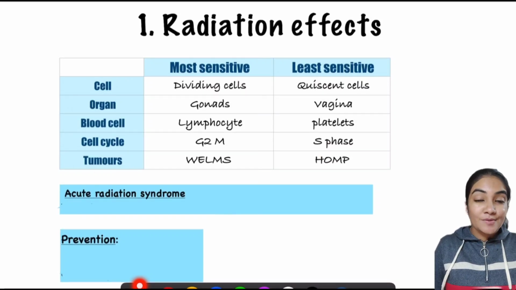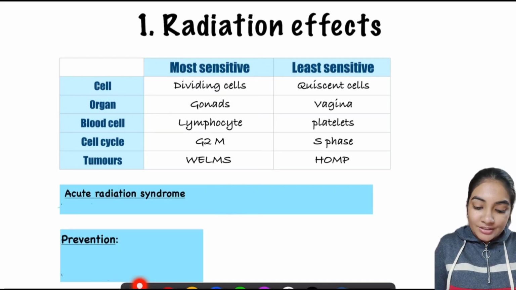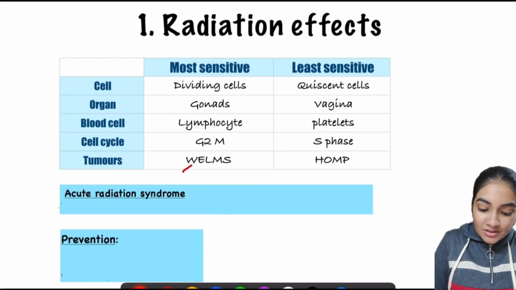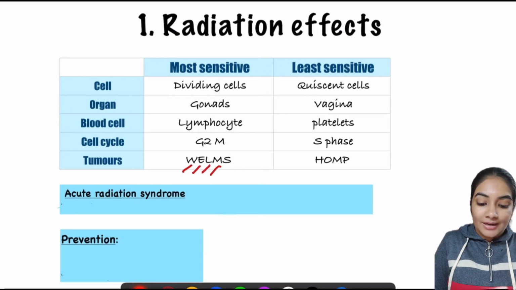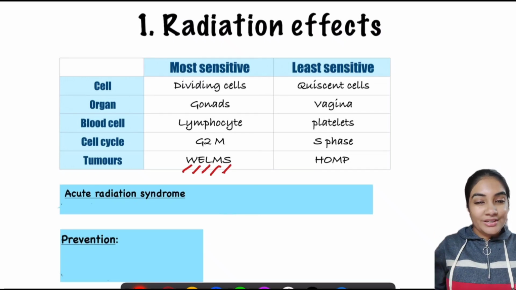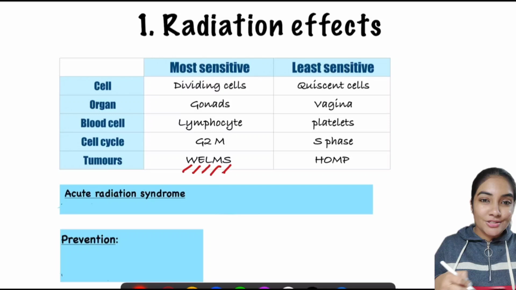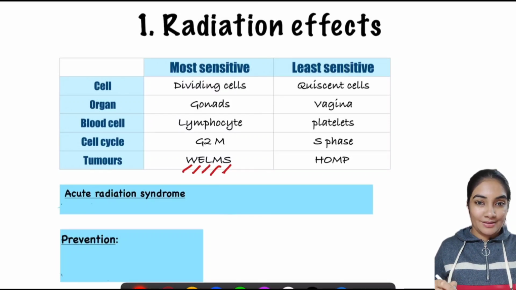Tumors, the tumors which are sensitive to radiation, that means for their treatment radiotherapy is a very great option, are the Wilms tumor. What does WELMS stand for? Wilms, Ewing's, leukemia, multiple myeloma and seminoma. When you read it at separate places, here it is just a compilation of all of them. So it comes naturally. Repeat with me. Wilms, Ewing's, leukemia, multiple myeloma and seminoma.